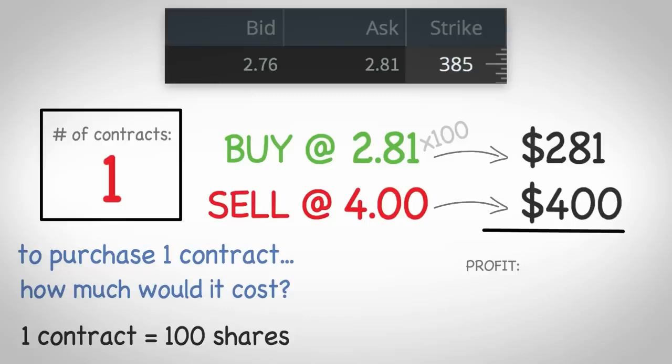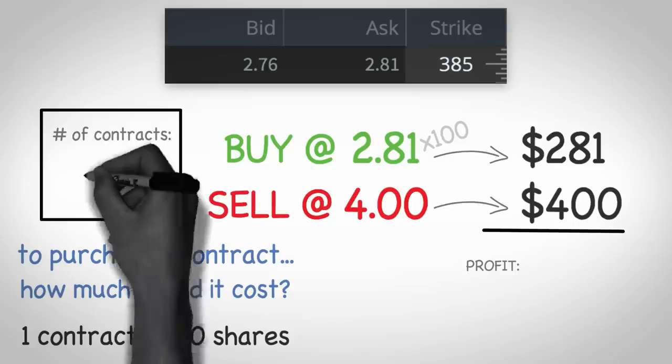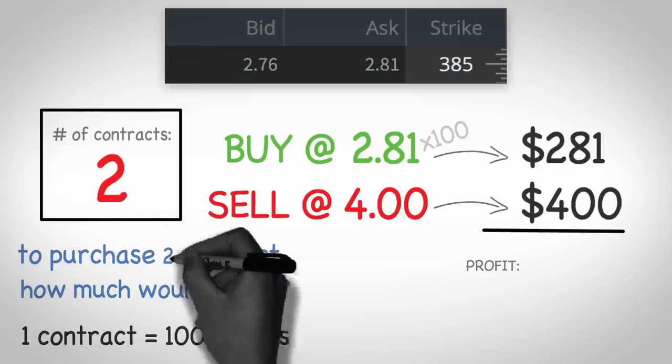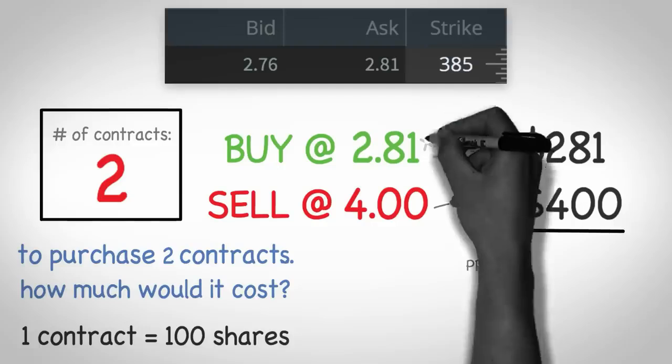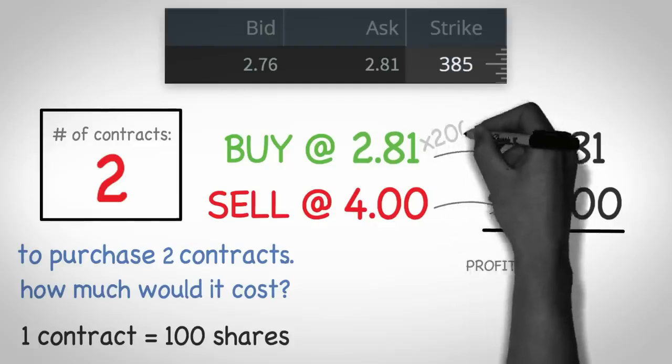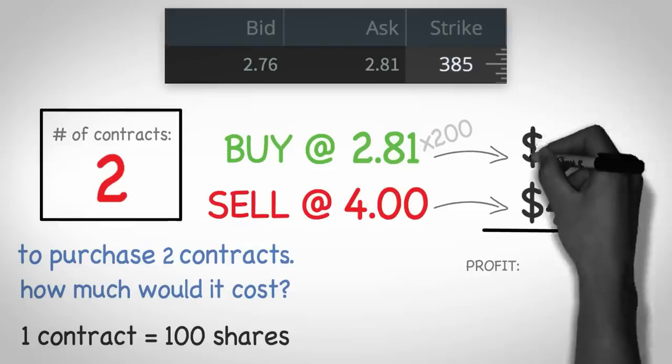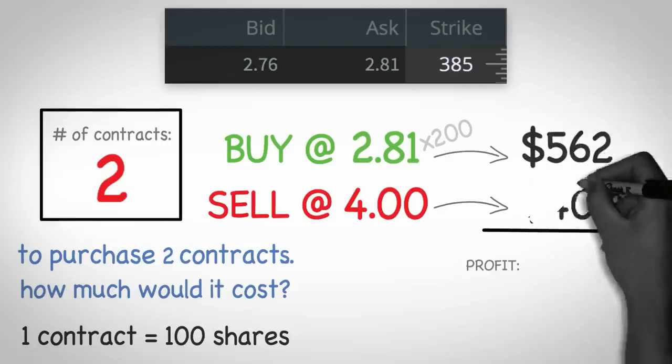Now let's look at one more example for practice. Instead of buying one contract of this call option at $281, let's say we wanted to purchase 2 contracts. The concept is the exact same here. We're just purchasing twice as many contracts. So if one contract cost us $281, then to find our cost of 2 contracts, we would simply just multiply that by 2. So 2 contracts would cost us $562.